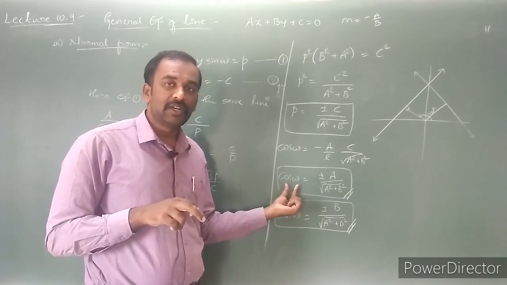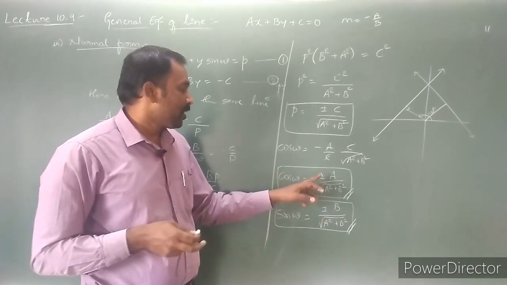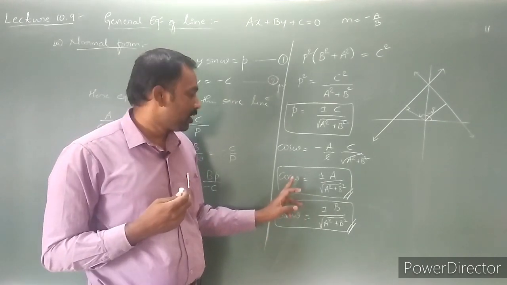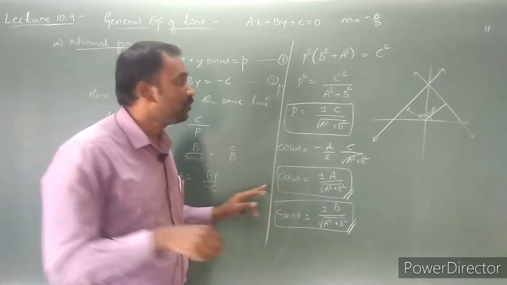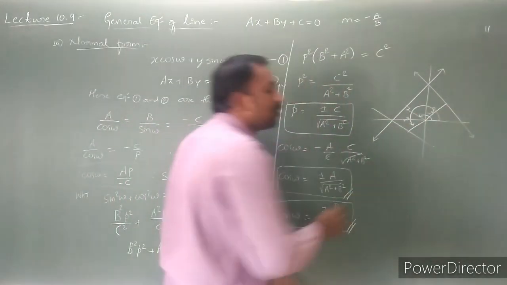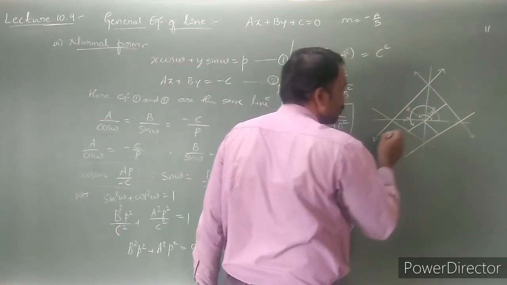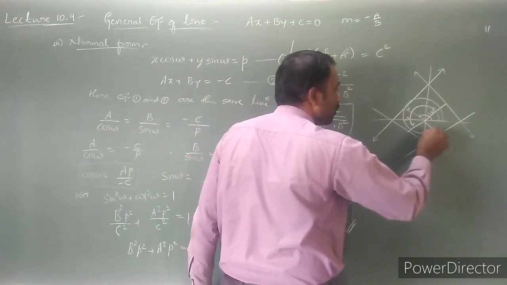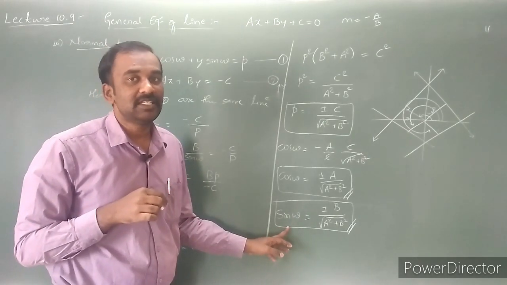According to the given or suitable condition, we need to choose the plus or minus. If omega is an acute angle, both we need to take as positive. If omega is in the second quadrant, cos is negative, sine is positive. Suppose omega is in the third quadrant, both are negative. Suppose omega is in the fourth quadrant, cos is positive, sine is negative.